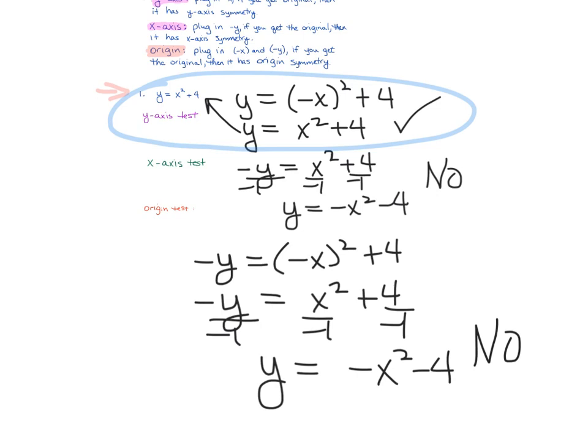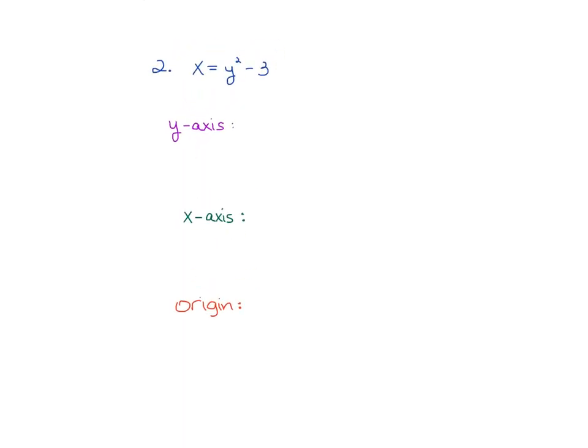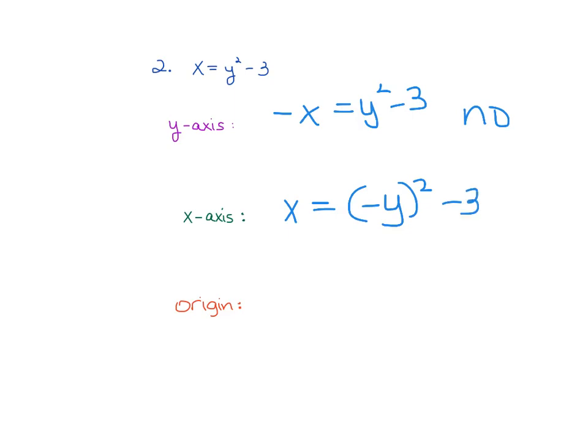We'll try another example. So again, for the y-axis symmetry, you make x negative. So we're going to make negative x equals y squared minus 3. You can see that it does not look like the original, so this one's no. For the x-axis, we're going to make the y negative. Notice when I square it, it goes right back to my original. So yes, this one has symmetry.